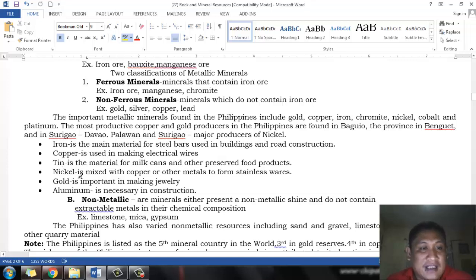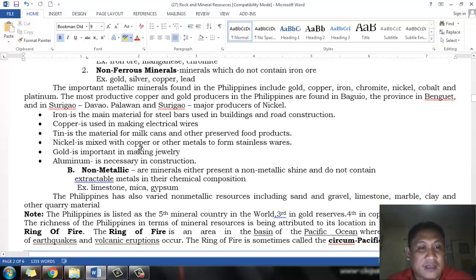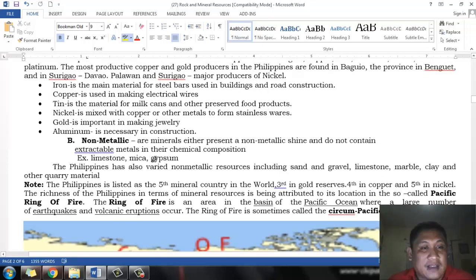Tin, kanang lata, is the material for milk cans and other preserved food products, no? Nickel is mixed with copper or other metals to form stainless wares. Kanang imong stainless steel nga lutuanan, no? We can actually make use of this material. Gold is important in making jewelry.